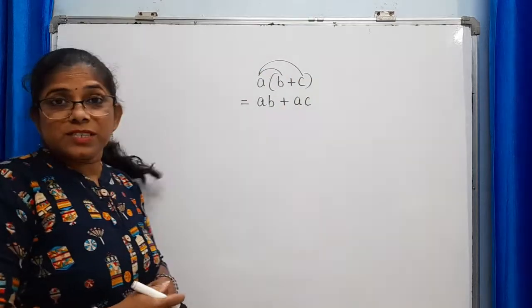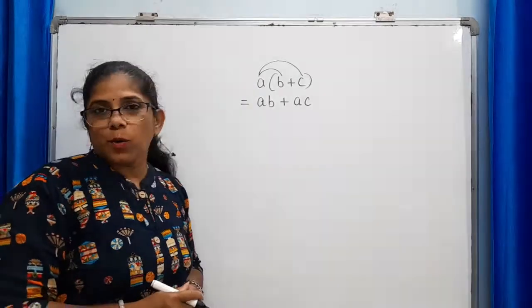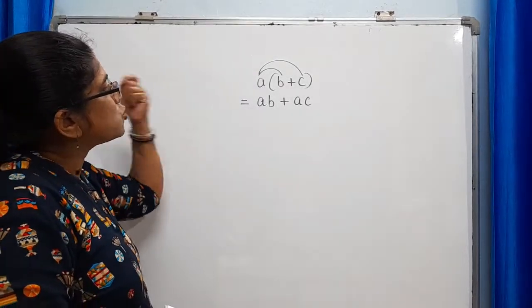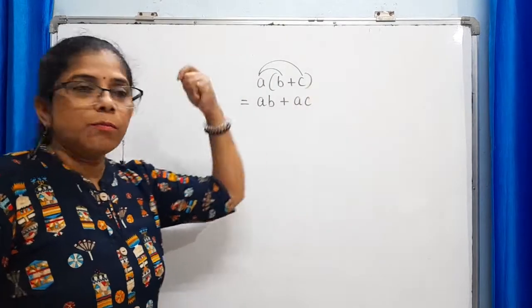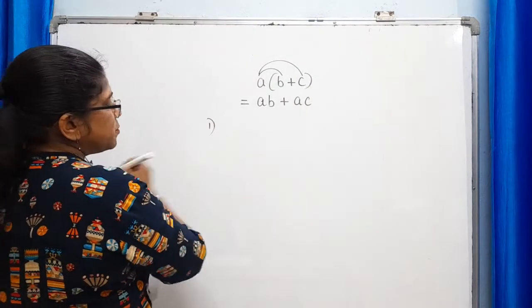And of course we have to check the signs properly and then multiply accordingly. So this is one simple rule to multiply monomial and binomial. Let's check one or two examples.